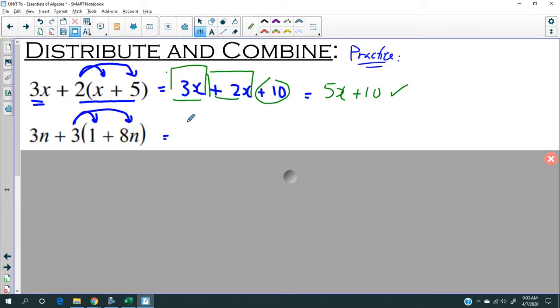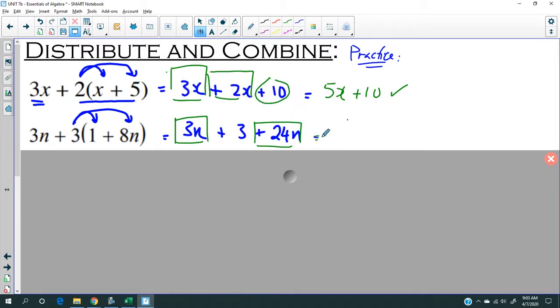Rewrite 3n. Now, 3 times 1 is 3 plus 8. 3 times 8 is 24n. Who's in the same family? Right here and right here. So that's 3n. You see how I'm doing the letters first, because letters come first, remember? 3n plus 24n is 27n. Plus 3, and there you have it. That's how you do it.